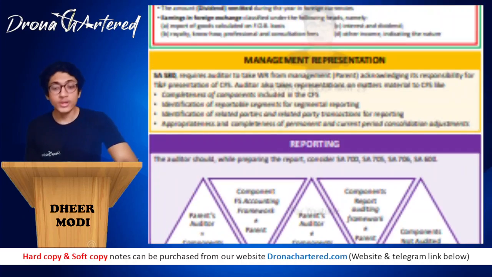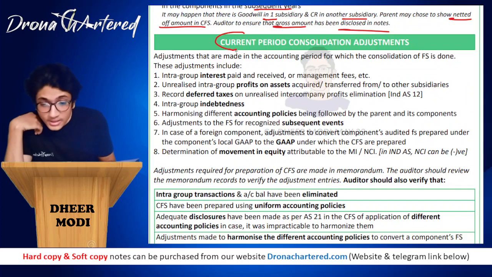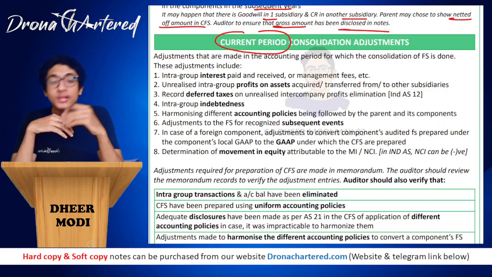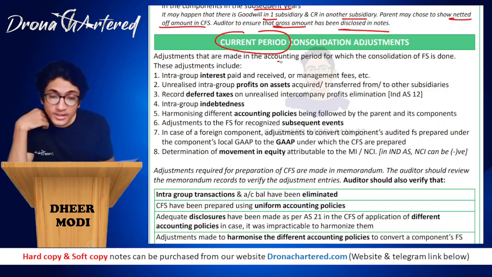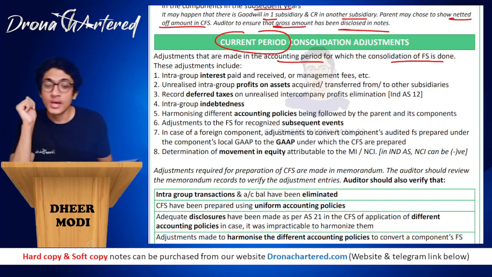Okay, now coming to your next part, that is your current period consolidation adjustments. What did we do right now? We did permanent consolidation adjustments. Now we are doing current period. So adjustments that are made in the accounting period for which consolidation of financial statements is done. What you understand is that this is done every year.